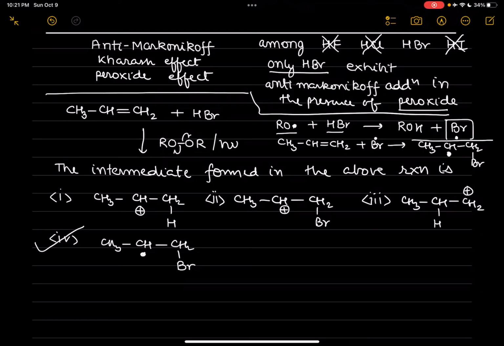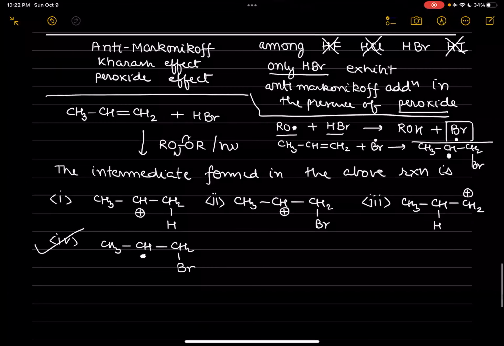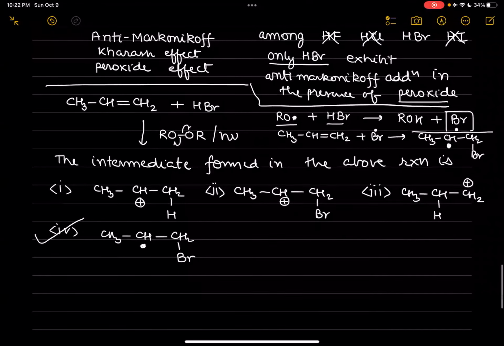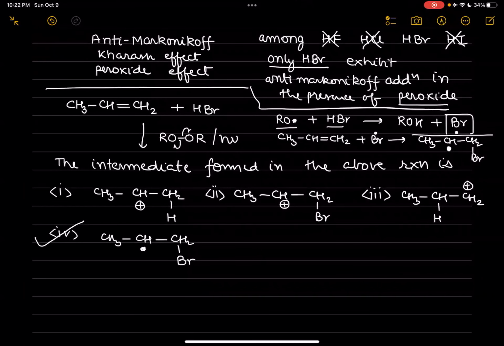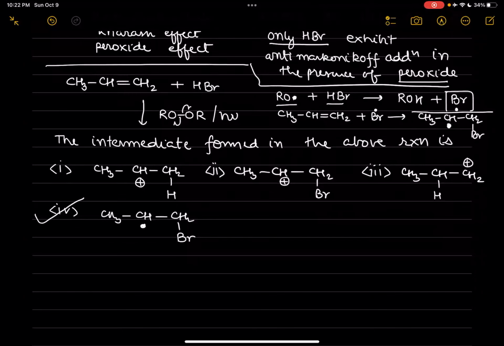Once you have that carbon radical, that will attack HBr again and abstract H radical, and you are left with a Br radical. Now that new Br radical is going to search for a new alkene, and that's how it is going to happen again and again. Is it clear? So this is the intermediate.